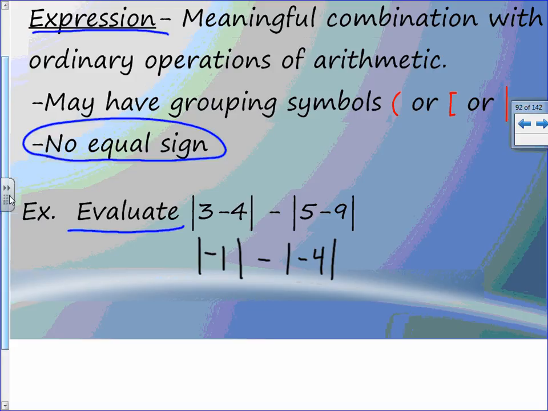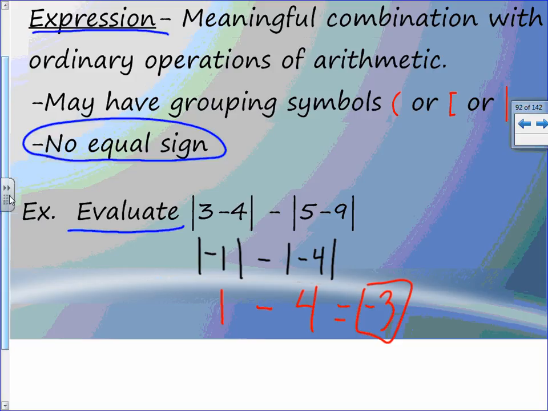What is the absolute value of -1, Brendan J? 1. And then what's the absolute value of -4, still Brendan? 4, and then what do I get at that? -3. Now notice I have added an equal sign, but there wasn't an equal sign to begin with. So this is an expression, and I have evaluated the expression. That means I've got it as simple as possible.